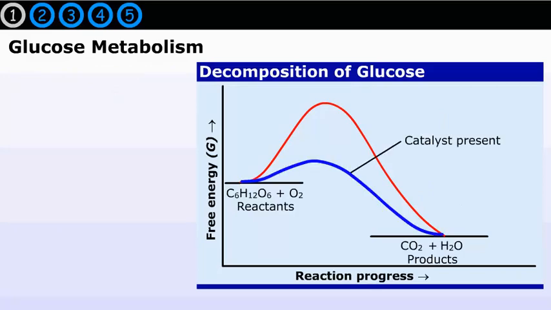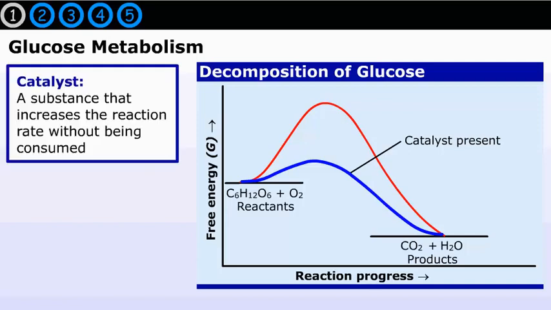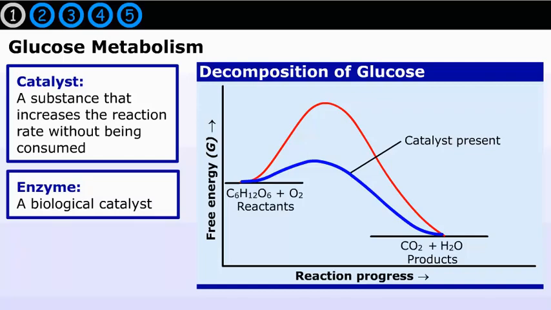The reactants follow a pathway with a lower energy barrier. Catalysts in our bodies guide the reactants through this new course. A catalyst is a substance that increases the reaction rate without being consumed. The catalysts used by living organisms are enzymes.